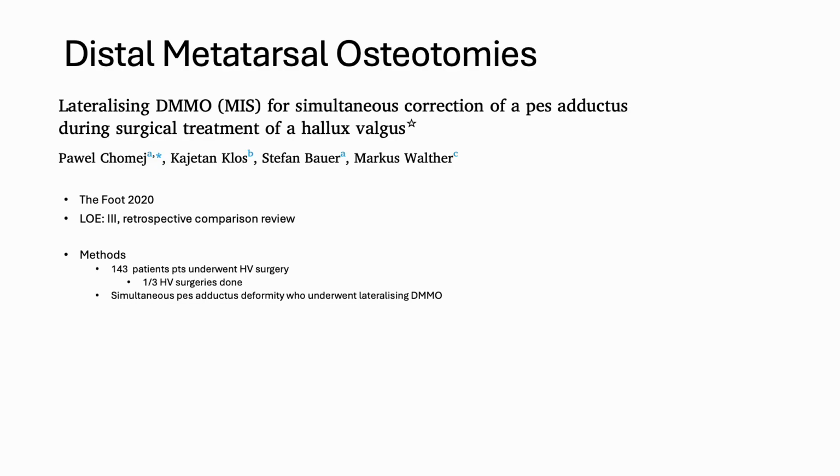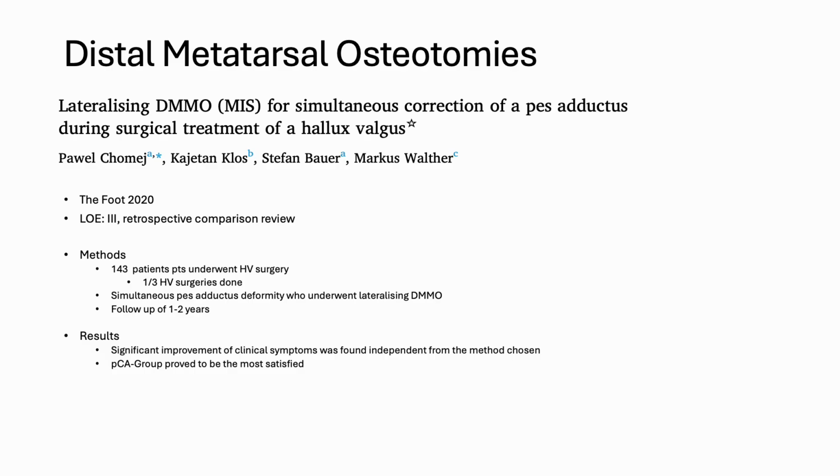They also did pes adductus or metatarsus adductus deformity, went through lateral distal metatarsal osteotomies, and then they followed them for 1 to 2 years. They found significant improvement of clinical symptoms independent of the method chosen. So whether you did a lapidus procedure or a minimally invasive bunion procedure, they found that they had better clinical symptoms. They found that basically the minimally invasive bunion procedure patients were the most satisfied.